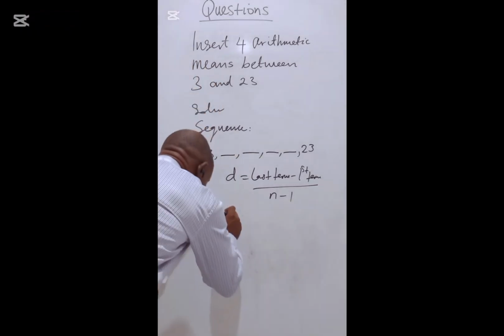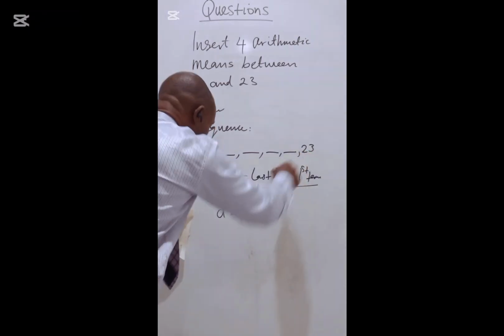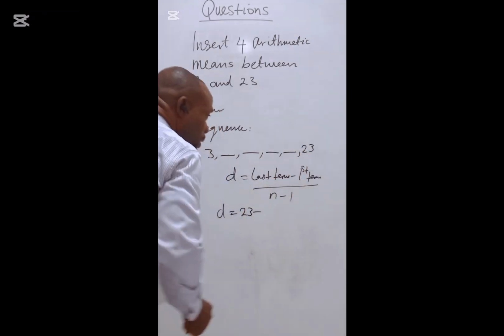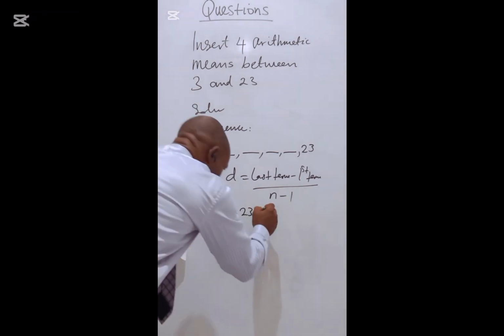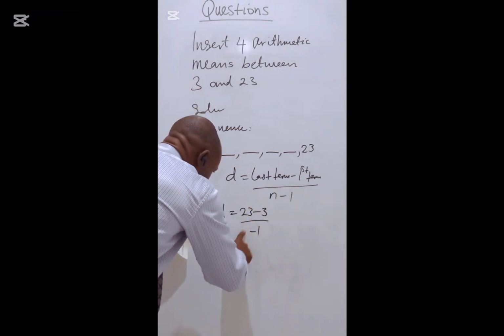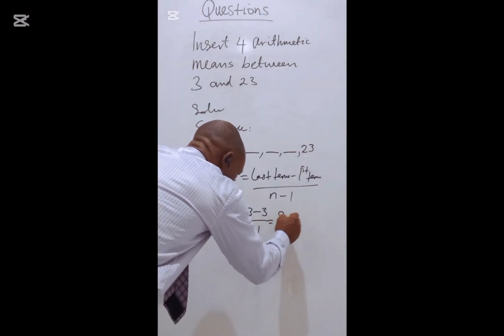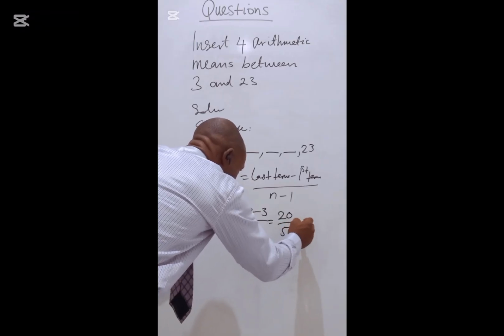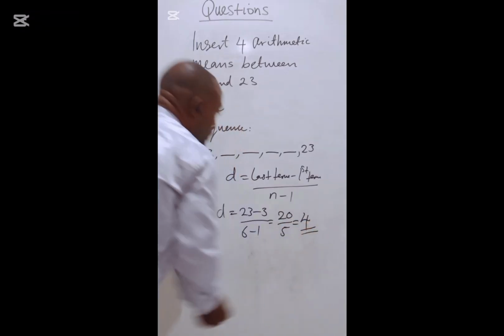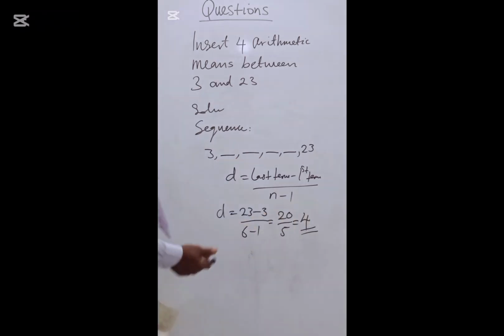So if I apply the formula, d, which is the common difference, is equal to the last term in the list, 23, minus the first term in the list, which is 3, all over n minus 1. N is 6, the number of terms in the sequence. Therefore, this is 20 over 5, which is the same thing as 4. Therefore, the common difference between the terms in the sequence is 4. And we know that in arithmetic progression, the common difference is a constant value.